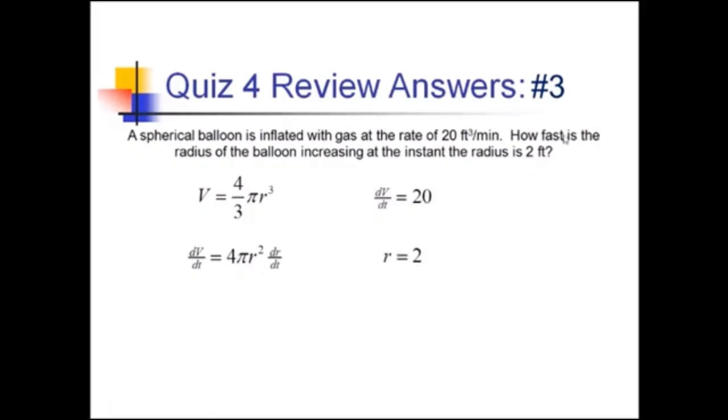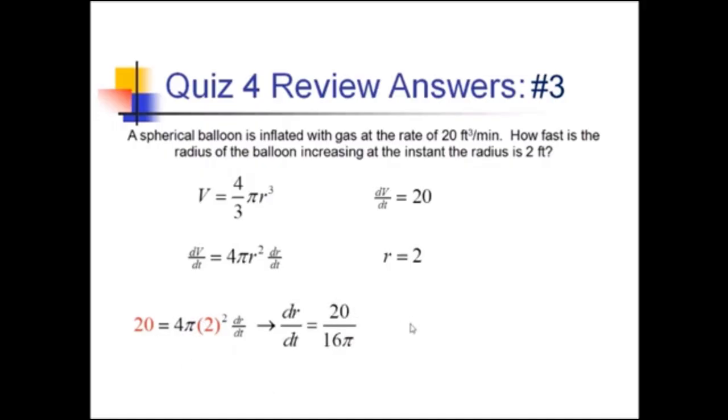And they want to know how fast the radius is increasing, so we're actually solving for dr over dt. There's no other unknowns in here, so let me plug in the things that I have and solve for the thing that I don't. So I can then write 20 equals 4 pi times 2 squared times dr dt. This is really, let's see, 4 times 2 squared, that's 16 pi, and I can divide both sides by that.